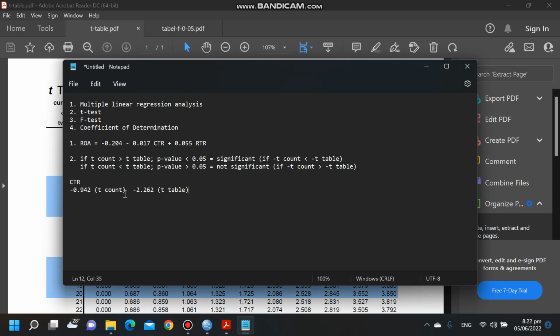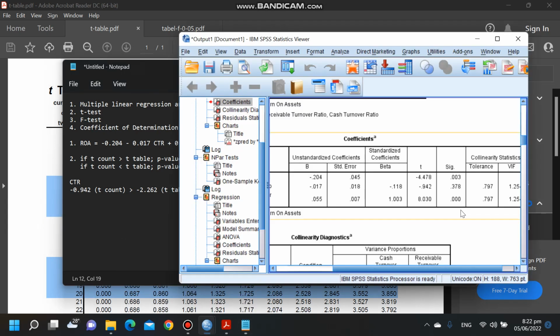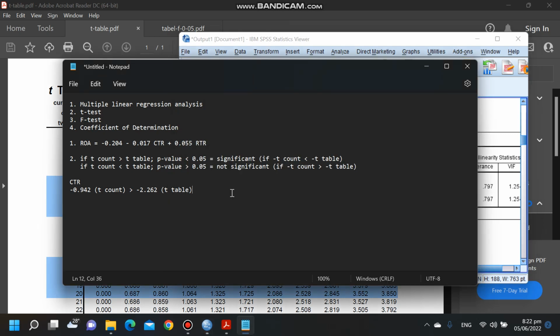Okay, so it means here the minus t count is more than the minus t table. And then we see that the significance is 0.378. So the p value 0.378 is more than 0.05. So this one is not significant for cash turnover ratio.